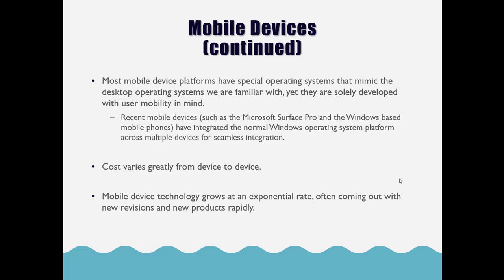Mobile device platforms have special operating systems that do mimic the desktop operating systems we are currently familiar with, yet they are solely developed with user mobility in mind. So for instance, if you have an iPhone versus an iPad versus an Apple laptop, you'll notice that all of those operating systems can work together, like if you sign into your Apple ID account, but the functionality is going to be drastically different.